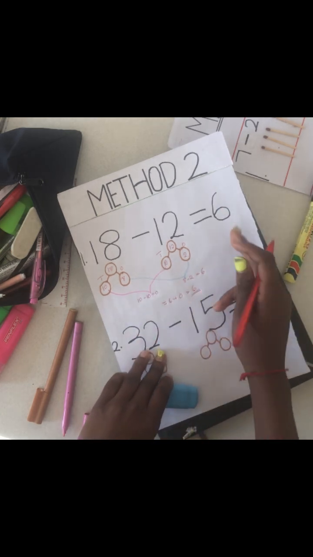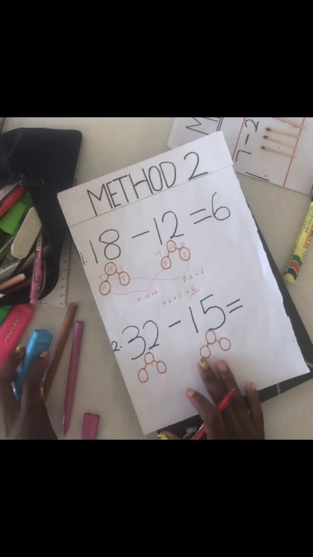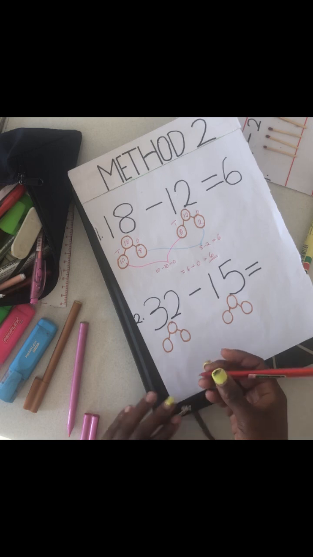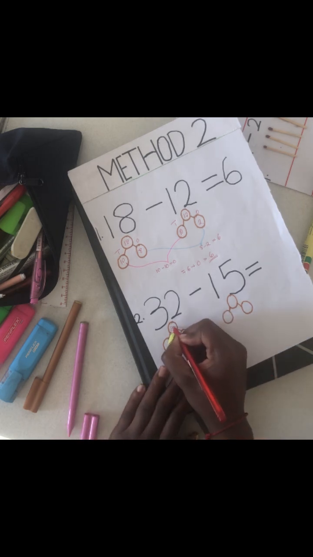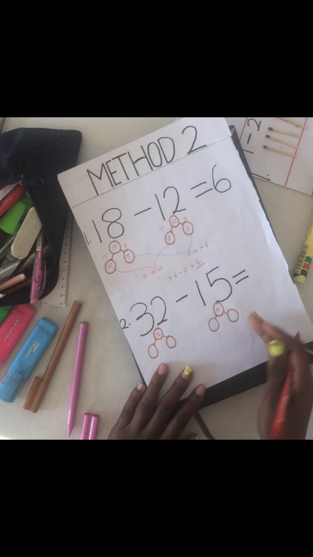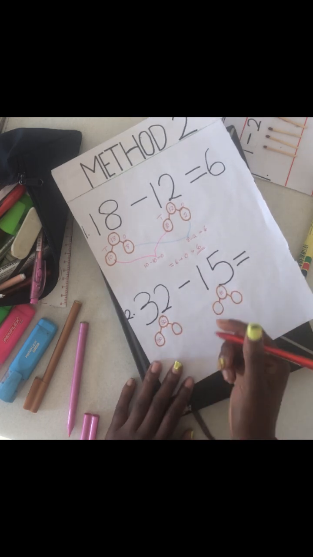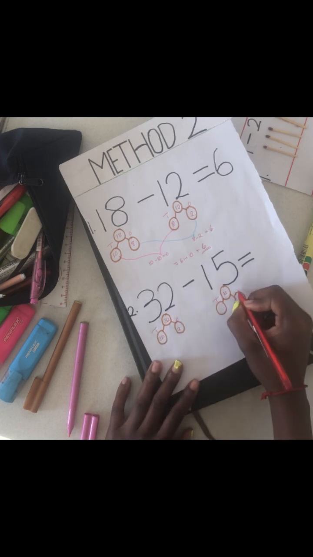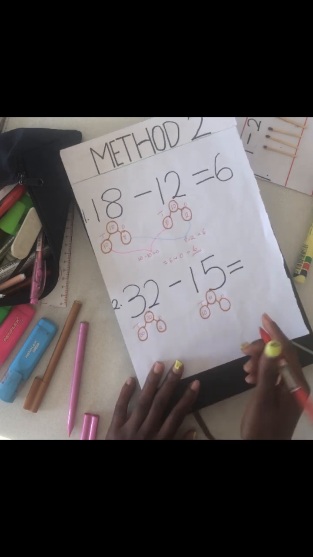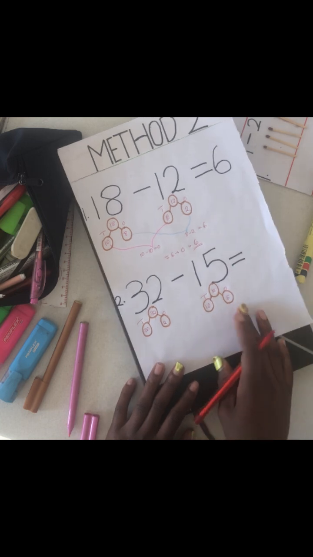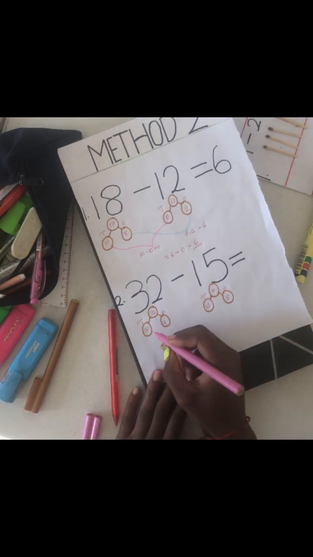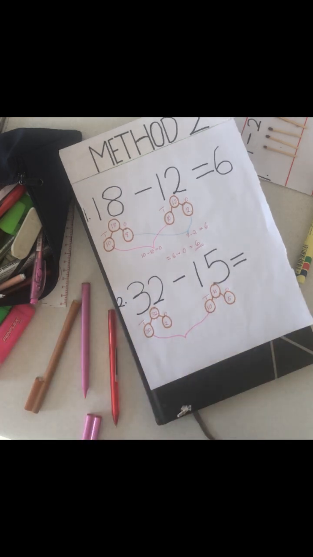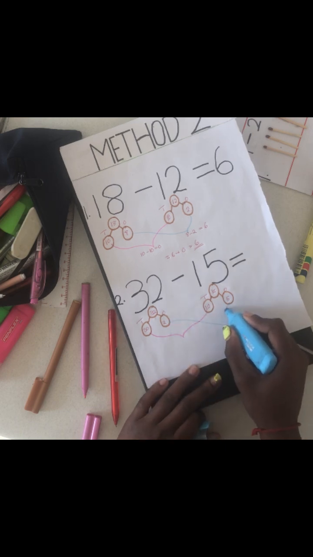This is the final answer. It's 6, right? I hope you understand this. So let's go to the second one. The second one, we do the same thing as we did in the first one. So you're going to say 32 minus 15. Then you're going to say 30 minus, and then 2 here. Remember, it's the tens and the ones. Then you're going to say 10 minus, then this is 5. Then you're going to group them according to the tens with the tens and the ones with the ones, right?